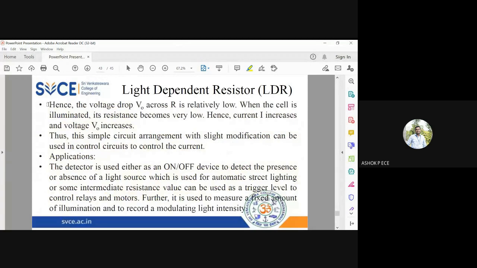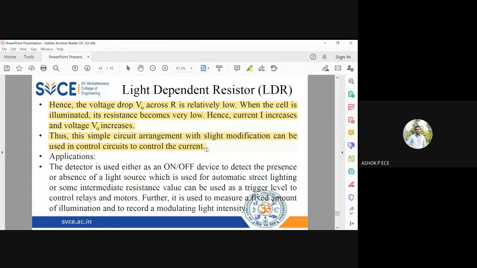So the voltage across the resistance is very low. When the cell is illuminated, the resistance becomes very low, so the current will increase. In normal condition, when there is no light, the resistance is very high and the current is less. When the cell is illuminated with light, the resistance is very low and the current is going to increase. So you can change the circuit in accordance with whatever application you have.